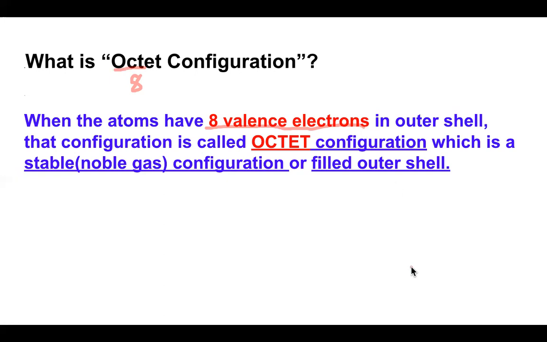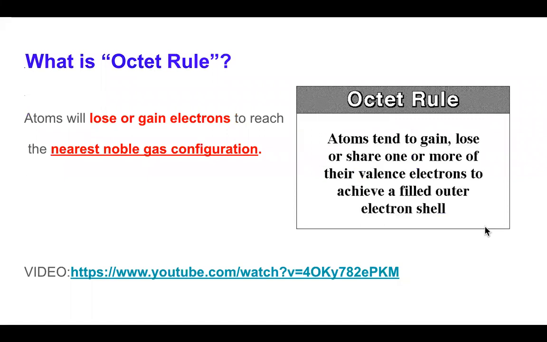So, octet rule. What does octet rule mean? Can you guess? You want to think of something? What is octet rule? Here you go. So, octet rule. Let me read this, then I'll explain with some examples. Atoms tend to gain, lose, or share one or more valence electrons to achieve a filled outer electron shell or octet configuration. I would extend that a little bit.